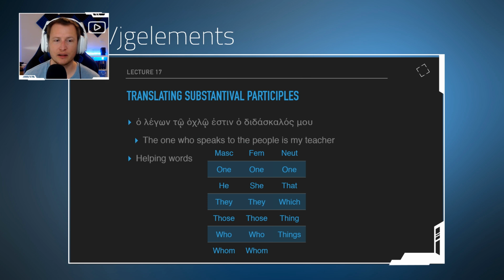So you end up supplying the one who. And then you take the verbal idea of the participle and supply that. So the one who speaks. So here's a list of helping words. If it's masculine, you might use one, he, they, those, who, whom, depending on the case. Feminine might use one, she, they, those, who, or whom. And neuter might use one, that, which, thing, or things.